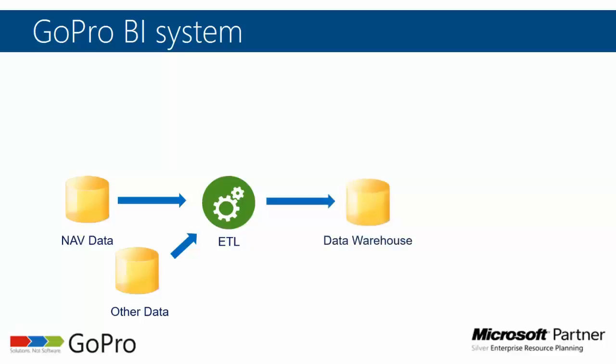The GoPro BI system uses Dynamics NAV as the main data source. Also, we can use CRM system, SMS system, B2B, B2C system and all transactional systems. The data warehouse database contains data from all data sources.